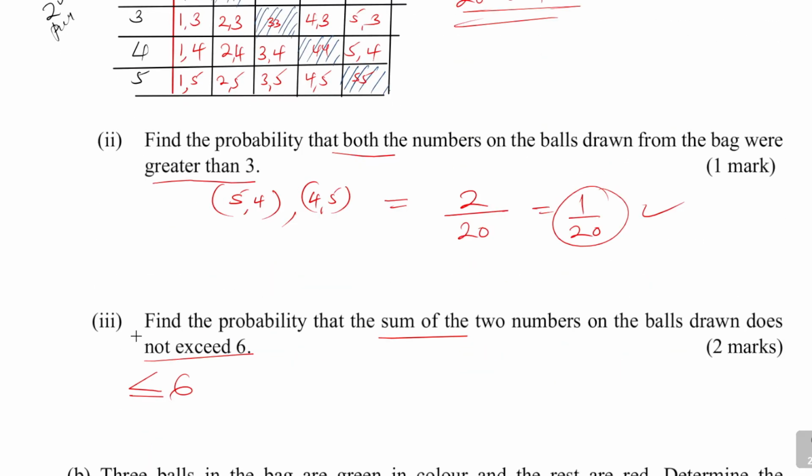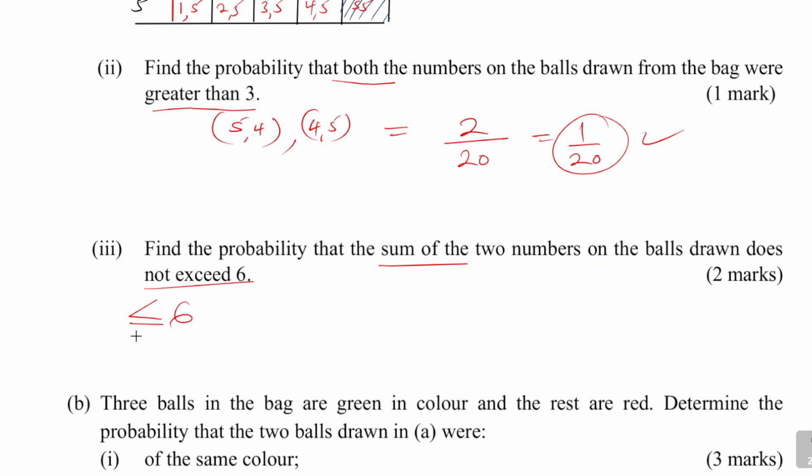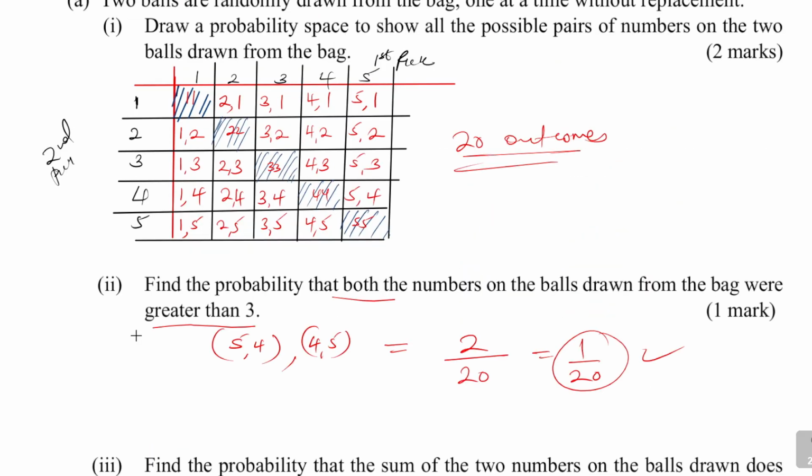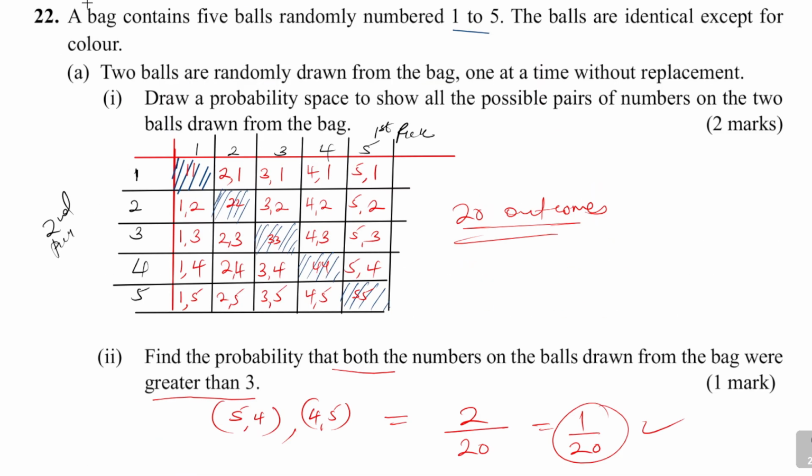So let's go to the probability space diagram, and then we check all the instances where we have the sum of the two numbers on the balls being less than or equal to 6. We count them. So we have the first row here. We have 2, 1. When you take the sum, 2 plus 1, that is 3. 3 plus 1, that is 4. 4 plus 1. So you can see all these qualify.